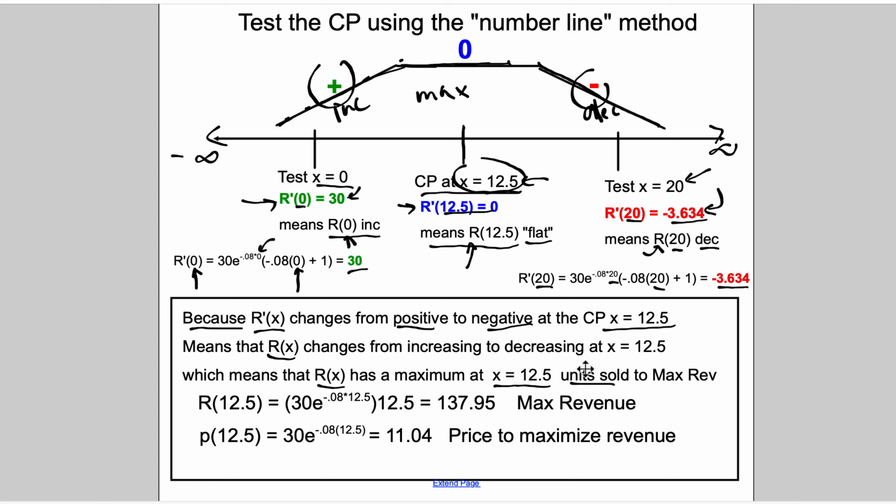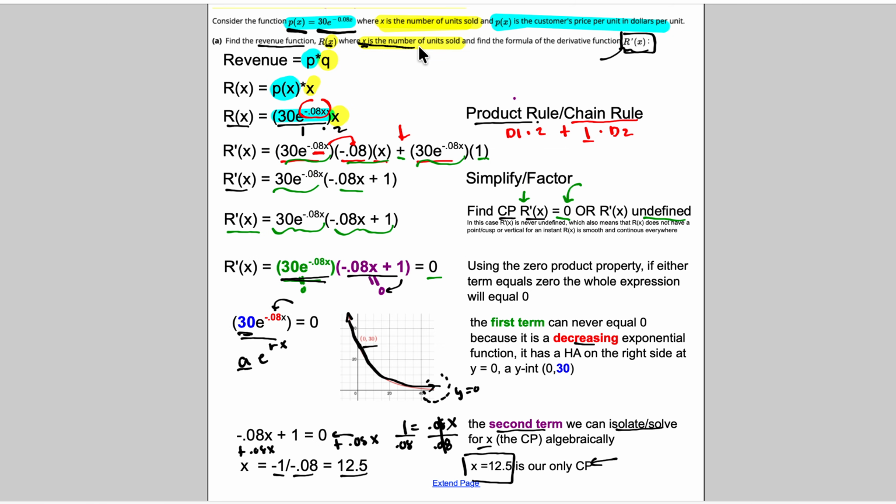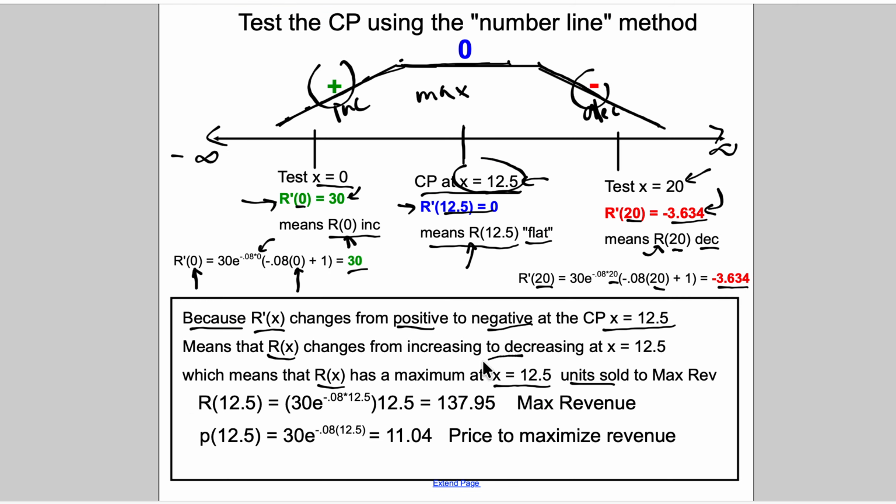So we can't forget what these variables mean. If I go back to my problem, I know that x represents the number of units sold. So that means when I sell 12.5 units, I'm going to maximize my revenue.